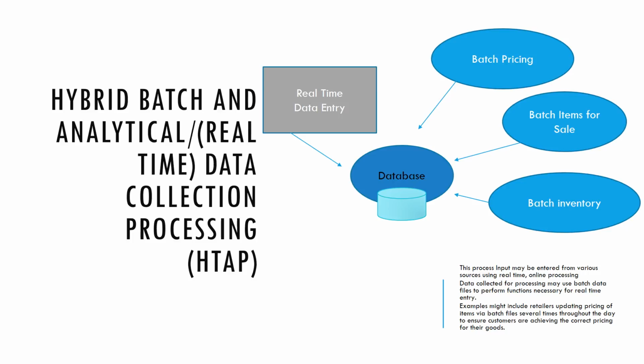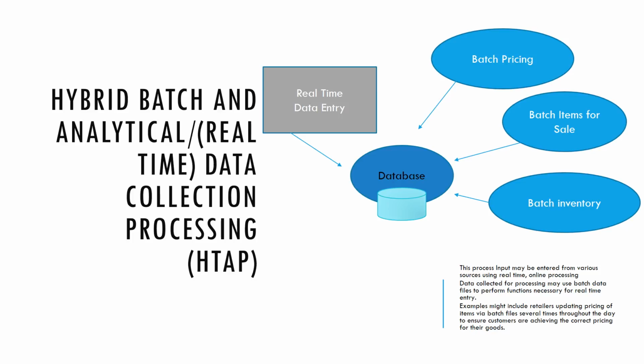Examples might be batch files of pricing, batch items of things for sale, and the inventory of those items for sale, so that users ordering online are able to know whether their item that they are interested in is available for purchase or is sold out.